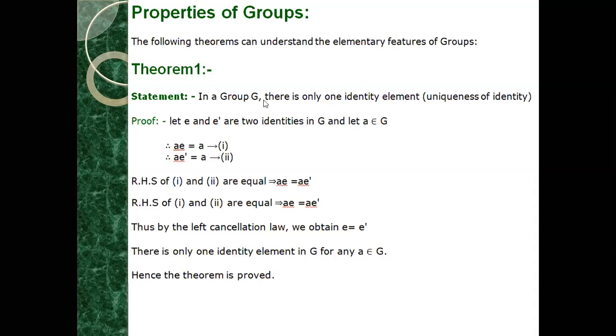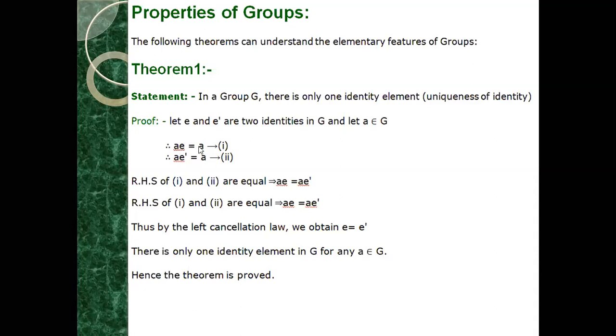So given G is a group. Group means it satisfies four conditions: closure, associative, identity, and inverse. So from the identity law, what is the identity law? A star E is equal to A, or E star A. So we are considering here the left identity law.